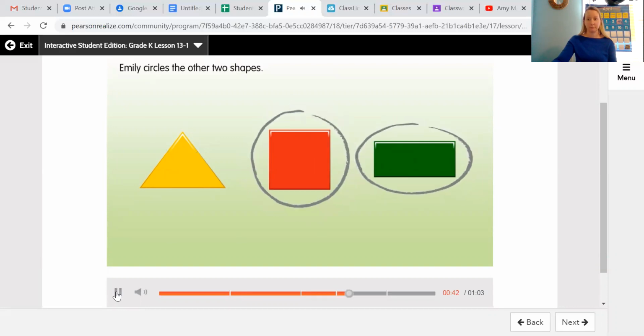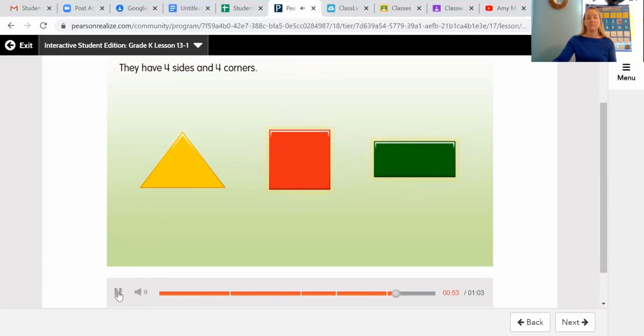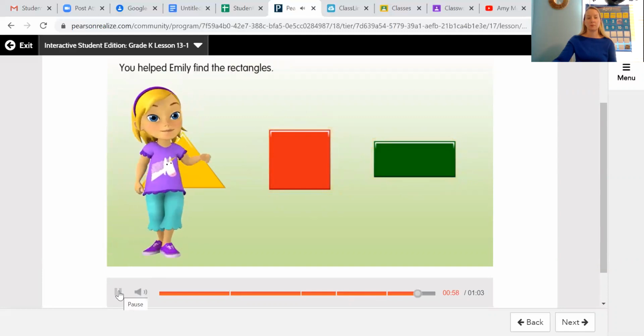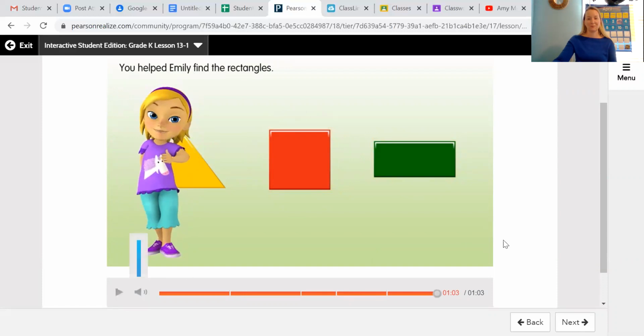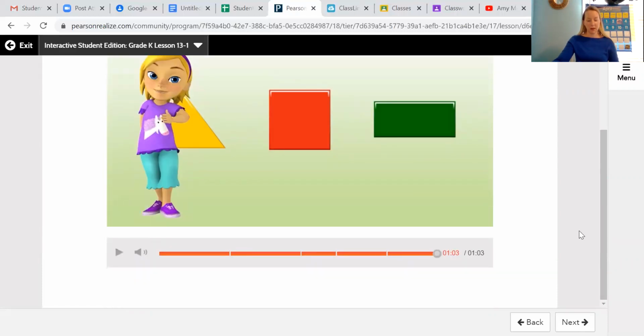Emily circles the other 2 shapes. Why does she circle the 2 shapes? They are rectangles. How do you know? Well, we just talked about that. We know because each of these shapes has 4 sides and 4 vertices. Let's see if we are right. They have 4 sides and 4 corners. You helped Emily find the rectangles. Good job, friends. All right, now look at your paper.